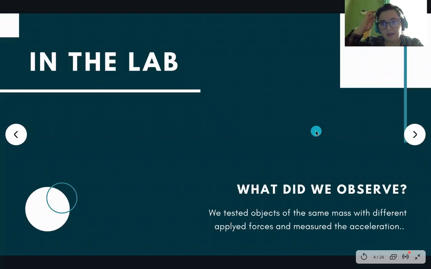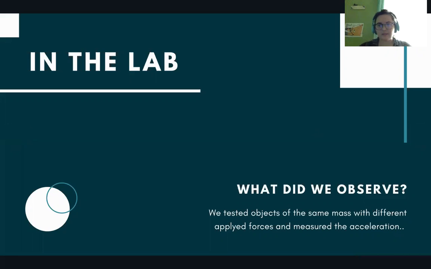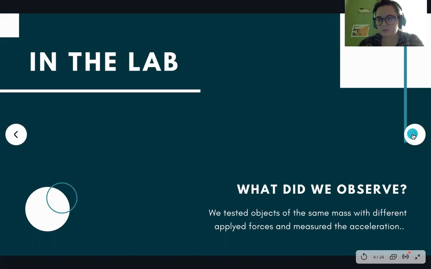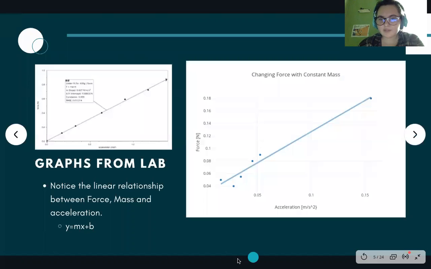So, we had a lab last time we were in class together. And in that lab, we were observing the relationship between force, mass, and acceleration. So we got some information and then we graphed it. And in our graph, we noticed a linear relationship between these things, between force, acceleration, and mass.